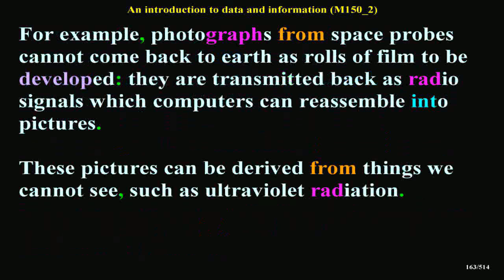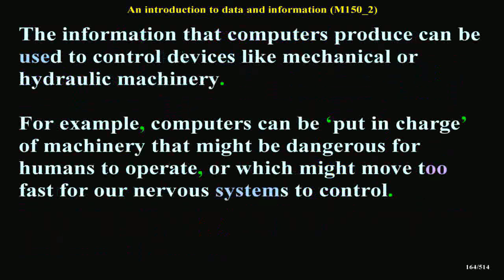For example, photographs from space probes cannot come back to Earth as rolls of film to be developed. They are transmitted back as radio signals which computers can reassemble into pictures. These pictures can be derived from things we cannot see, such as ultraviolet radiation. The information that computers produce can be used to control devices like mechanical or hydraulic machinery.